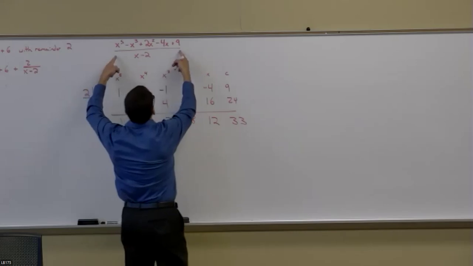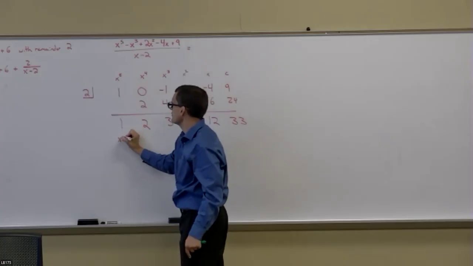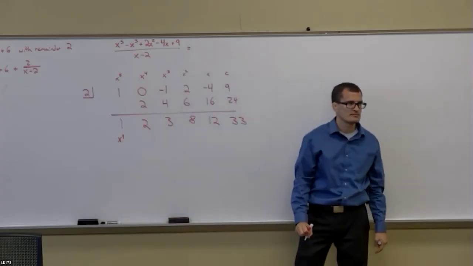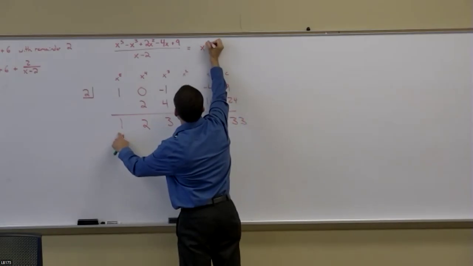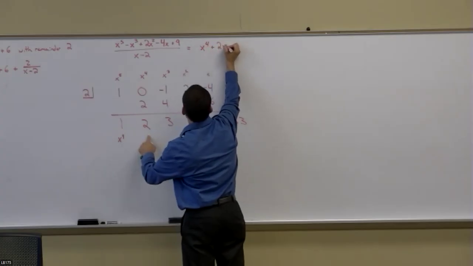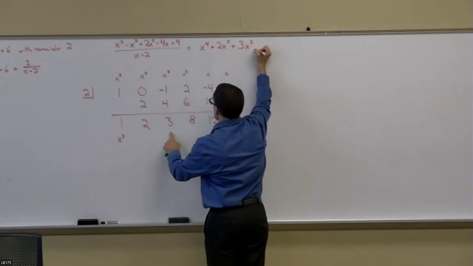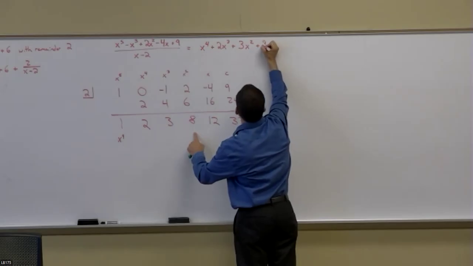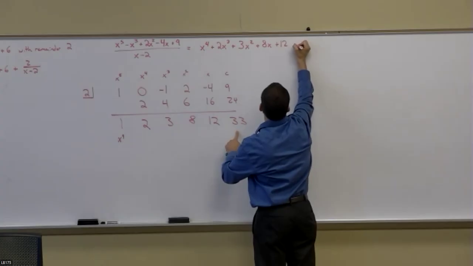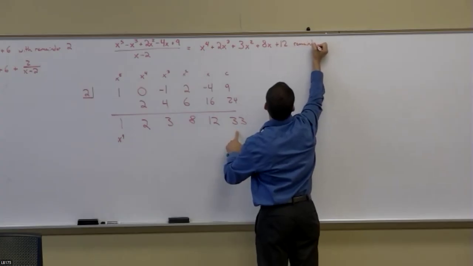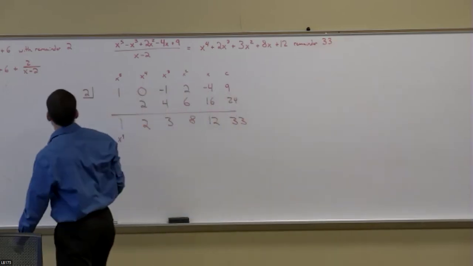And that means the division of this becomes, remember we started with x to the fifth here, we're going to start with an x to the fourth term in my quotient. So we're going to get 1x to the fourth plus 2x to the third plus 3x to the second power plus 8x plus 12 with remainder of 33. Or you could write that as plus 33 over x minus 2 if you'd like.